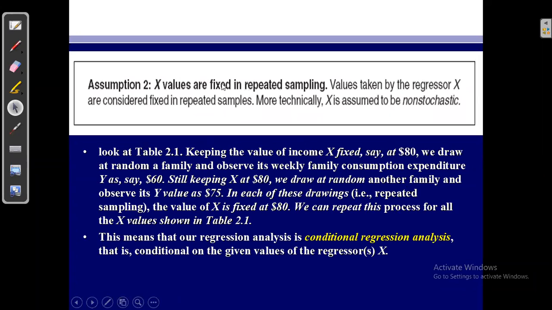The second assumption is that X values are fixed in repeated sampling. X values means the values of the explanatory variable X, right? This is something that I have already mentioned, which means technically we say that X is to be non-stochastic or non-random.